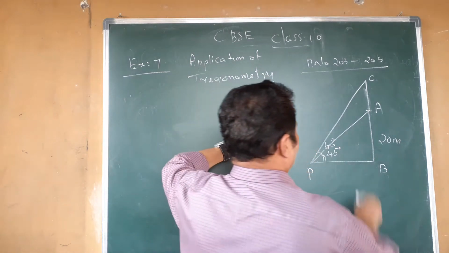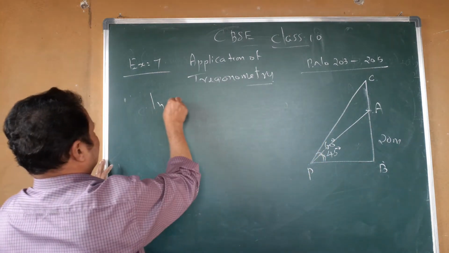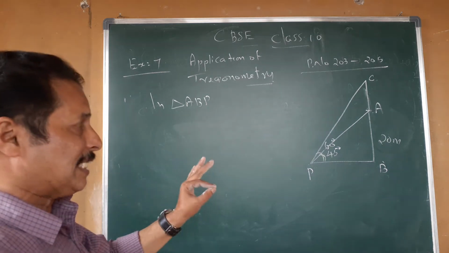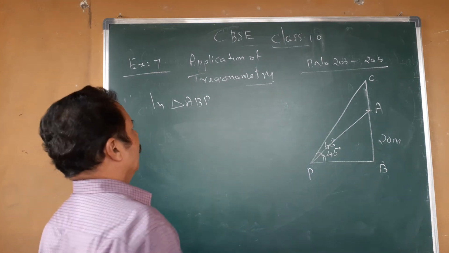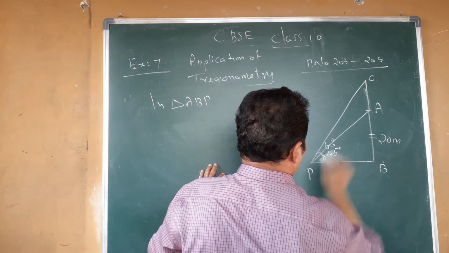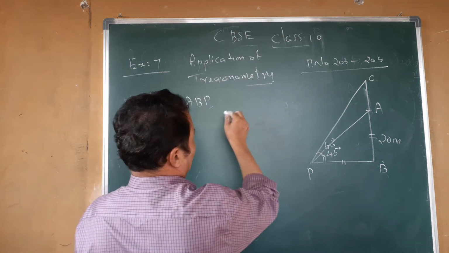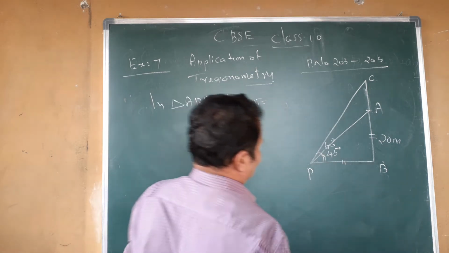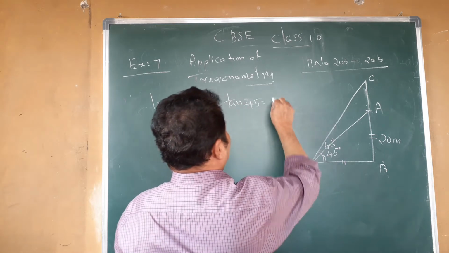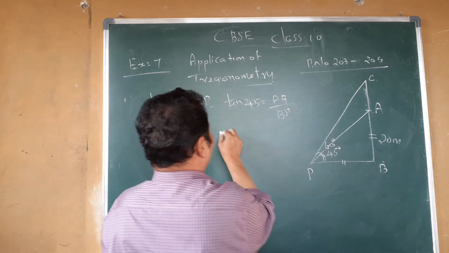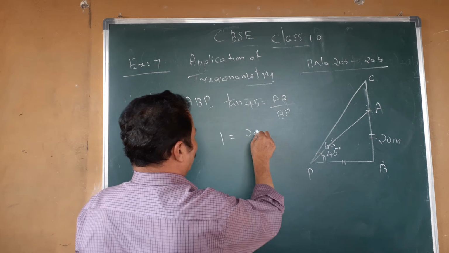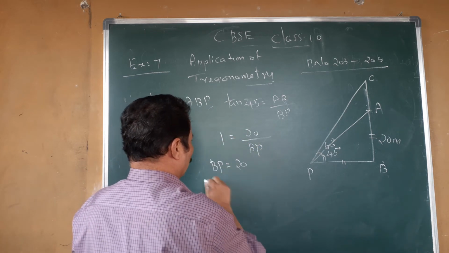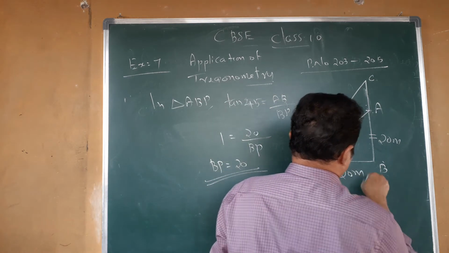Now look at the triangle ABP. The figure is the main point. If your figure is correct, automatically your answer is easy. In the figure, this is given 20. We don't know what this is. So in triangle ABP, opposite side and adjacent side are given. Tan 45 equals opposite by adjacent, AB by BP. The value is 1 equal to 20 divided by BP. Cross multiply. BP equal to 20. That is, this is 20 meter.